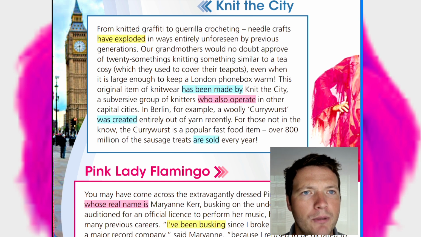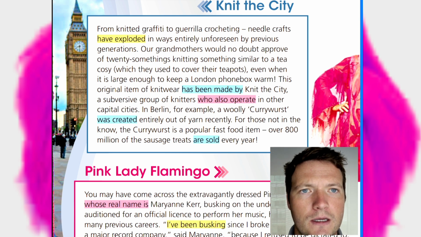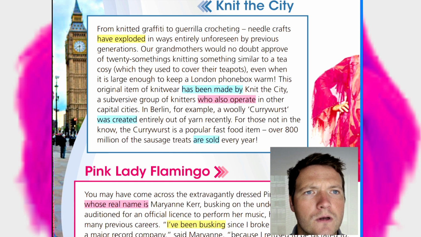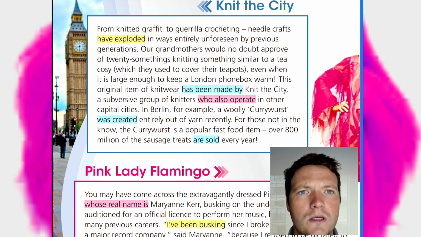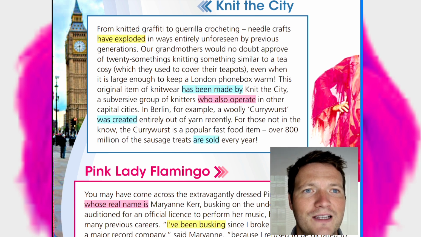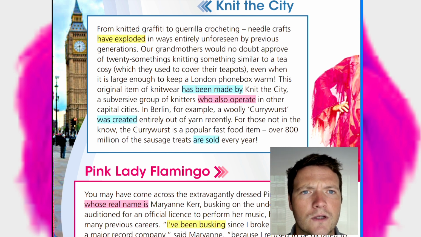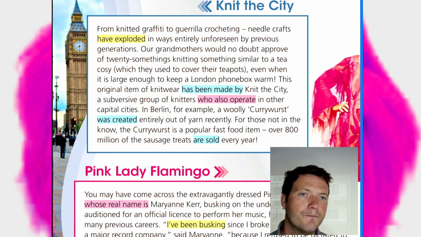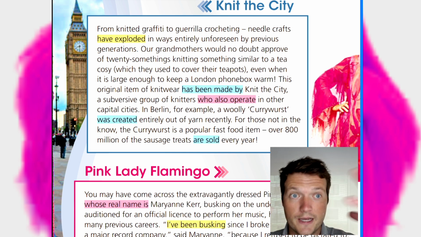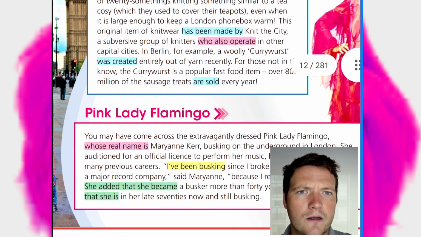In Berlin, for example, a woolly currywurst was created entirely out of yarn, passive voice, right? For those not in the know, the currywurst is a popular fast food item. Over 800 million of the sausage treats are sold, again, passive voice, every year. Okay, we're going to go over some exercises here, seeing mistakes with this kind of thing.